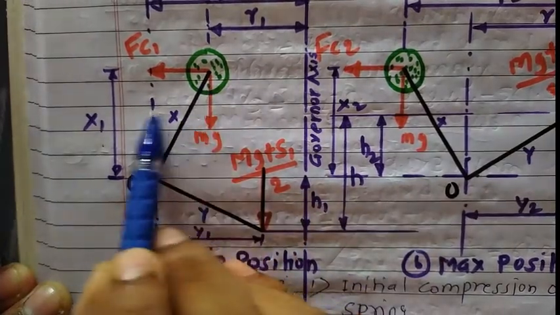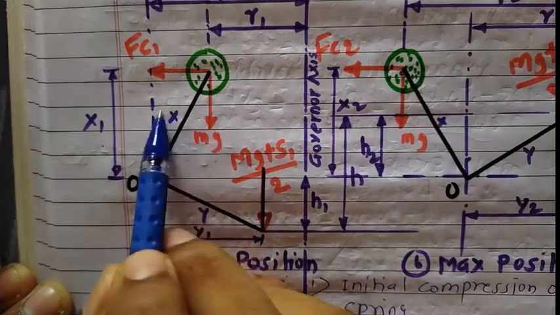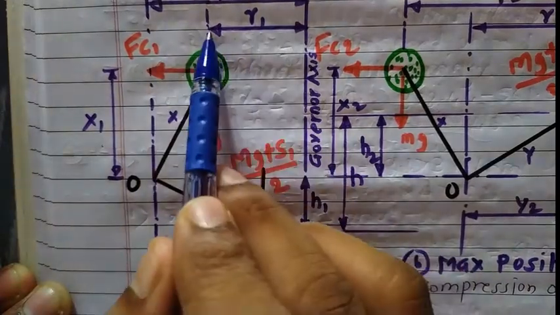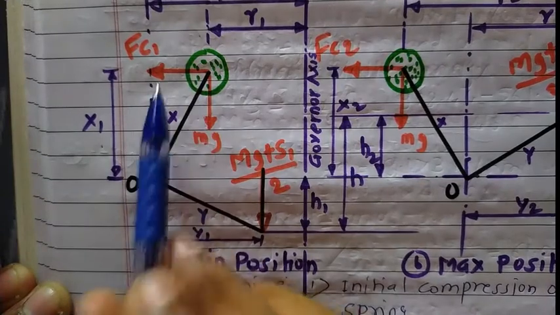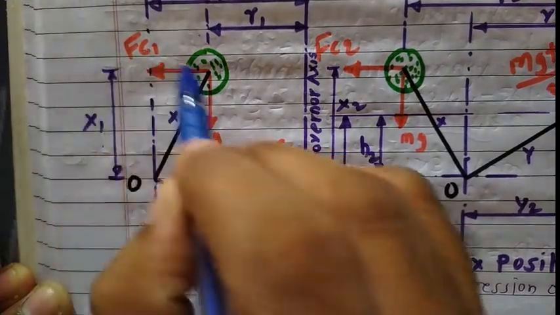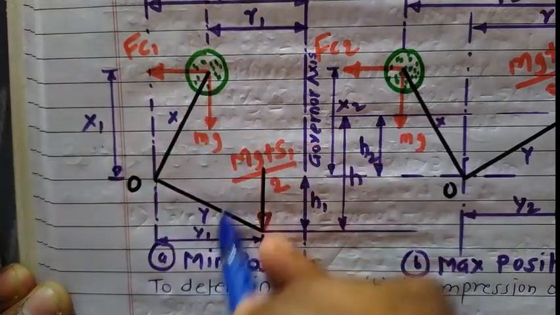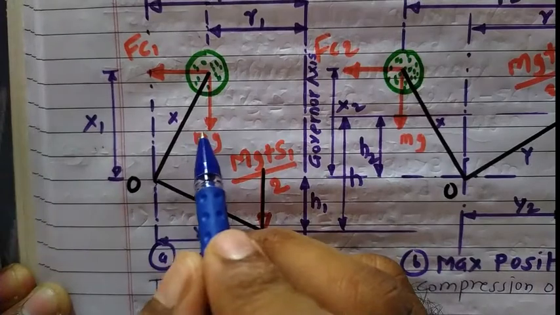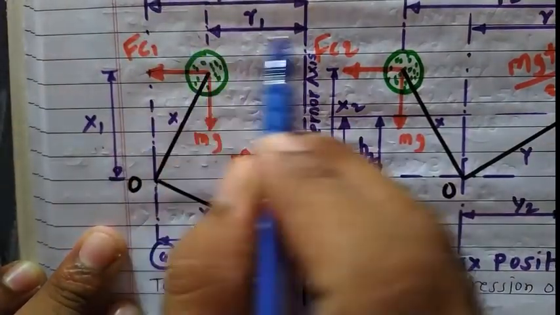Next, you have to take the moment of this mg force about this point, which means you need the perpendicular distance between this force and this point. That's why the distance is r minus this distance, and this distance will remain. So when we take the moment of this mg about this point, it turns about this point in clockwise direction, so minus mg multiplied by this distance, r minus r1.